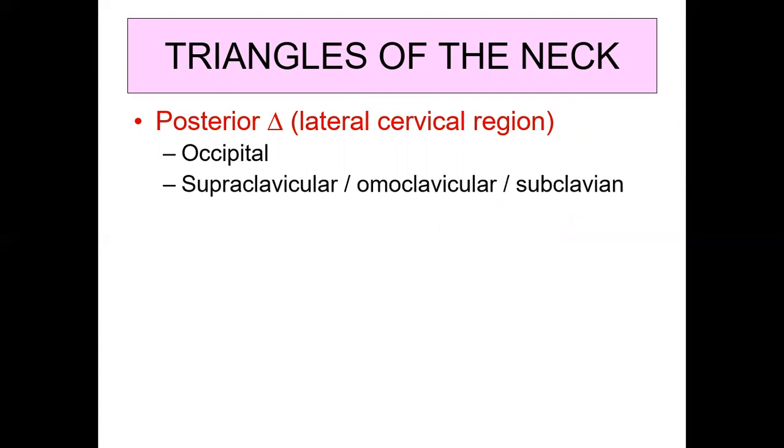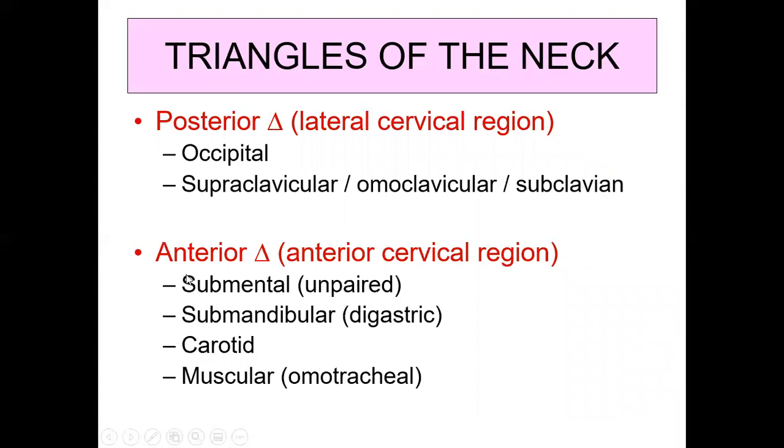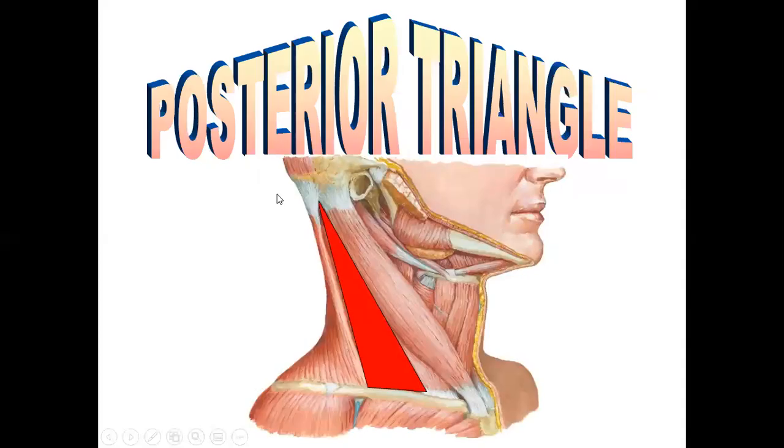In the posterior triangle of the neck, or lateral cervical region, we have the occipital triangle, and we have the supraclavicular, also called omoclavicular or subclavicular, triangle. And for the anterior triangle, or anterior cervical region, we have the submental, the submandibular, the carotid, and the muscular. We're going to discuss the posterior triangle first. So this is the posterior triangle.